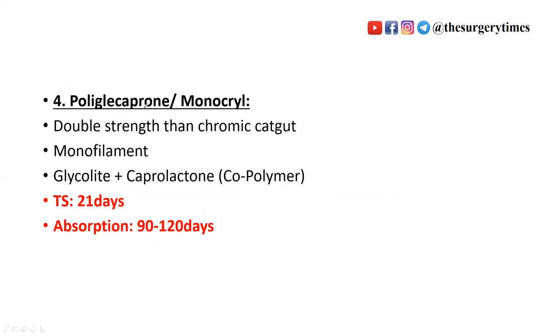Now next is Monocryl, otherwise called poliglecaprone. Double strength and chromic catgut, monofilament. You have to remember that glycolide with caprolactone is the composition. It is a copolymer with caprolactone. Tensile strength is 21 days, absorption 90 to 120 days.